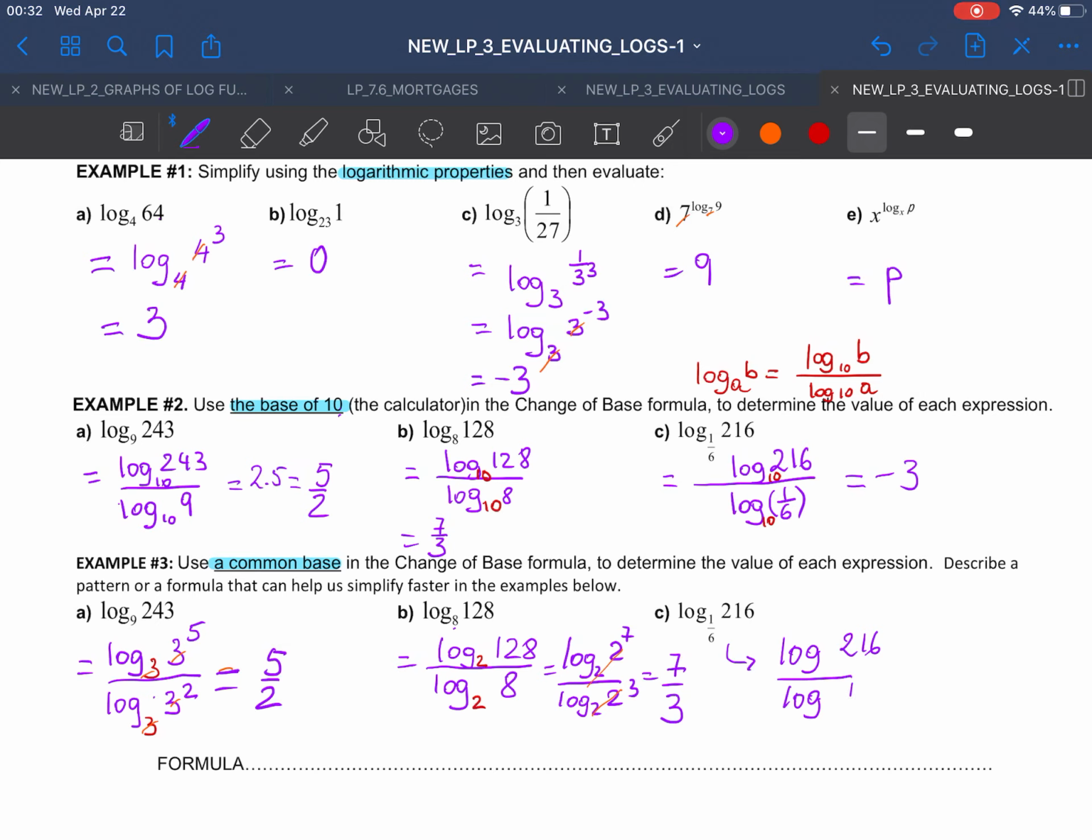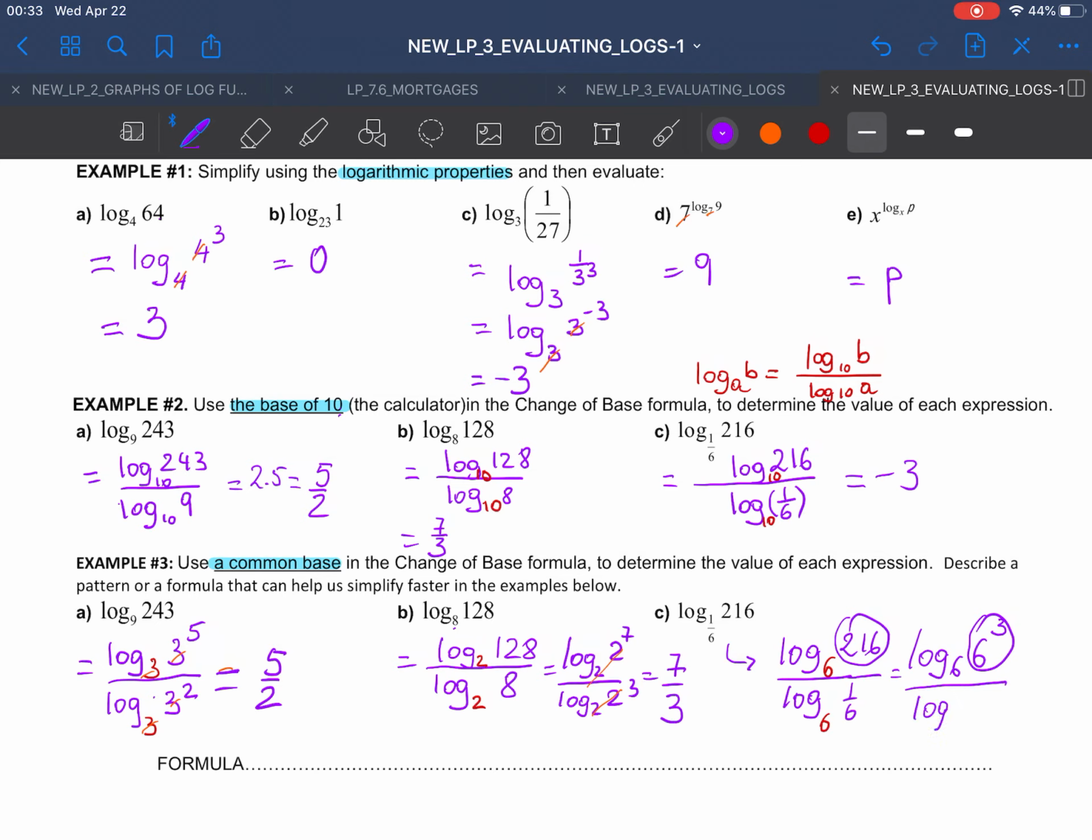216 must go here. 1 over 6 goes in here. Now we have to think what base we can afford. Well, if we have 1 over 6, the only base we can afford is the base 6. And for 216, the good news is it can be written as an exponential with base 6, so 6 as well. Now, we're going to say that's log with base 6 of 6 to the power of 3. That would be 216, right?